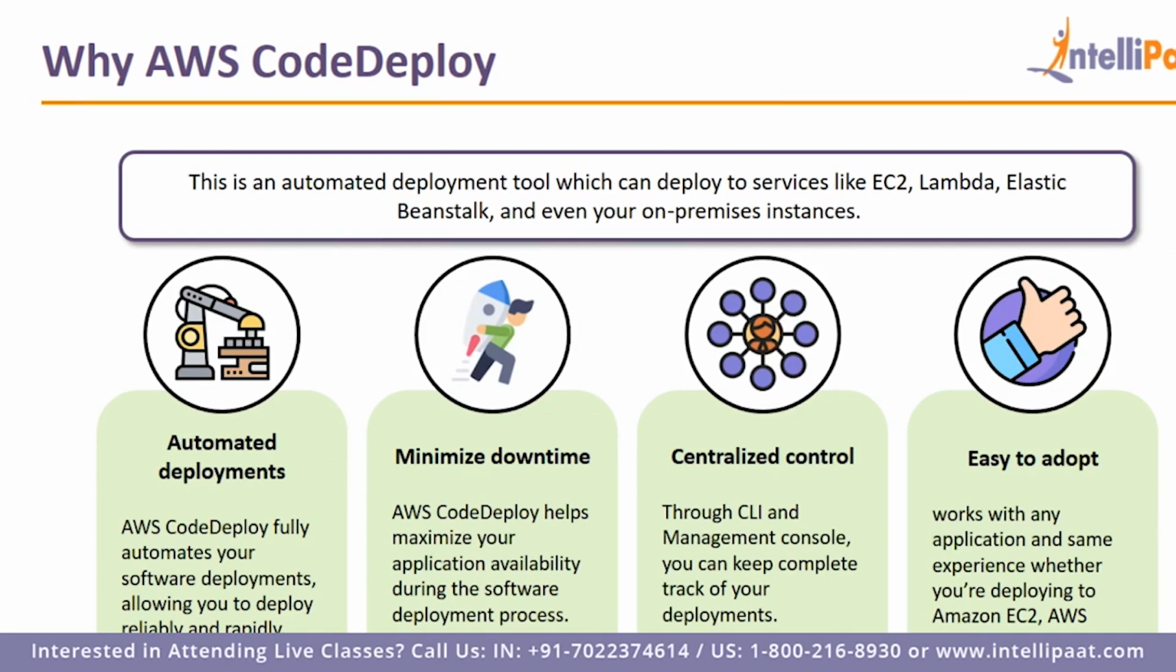And then centralized control: you can just use your command line interface of AWS or the management console, and you can control all of the operations happening in CodeDeploy, CodeCommit, and CodeBuild. And then easy to adopt: you can see it works with any application, and it gives the same experience whether you are deploying on EC2 or Lambda. That means whatever service you are deploying to, maybe EC2 or Lambda or Fargate or Elastic Beanstalk, it provides you the same UI with the same experience. It doesn't change, it is the same thing, but the deployment environment is different. So this is CodeDeploy, guys.